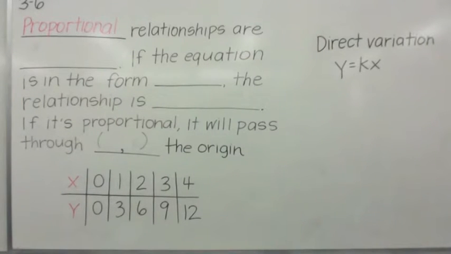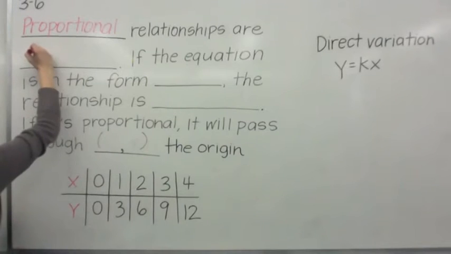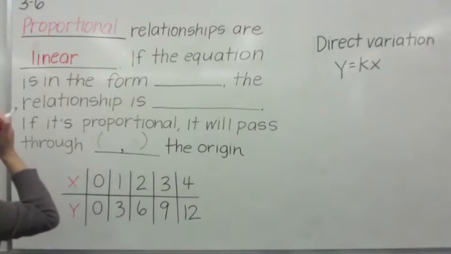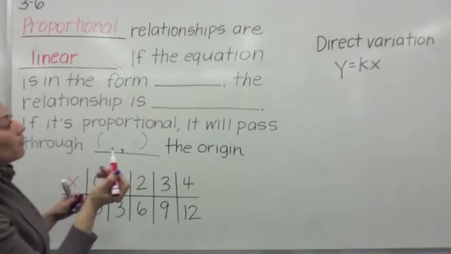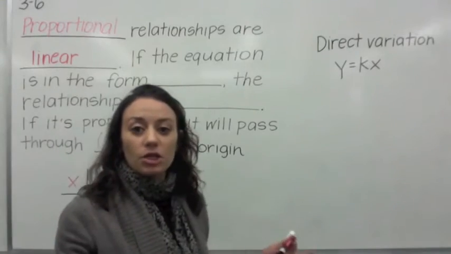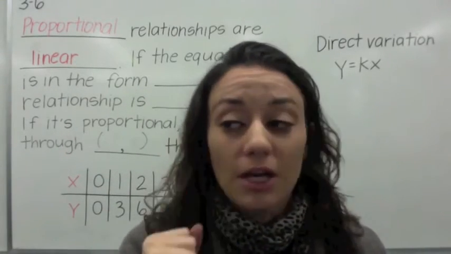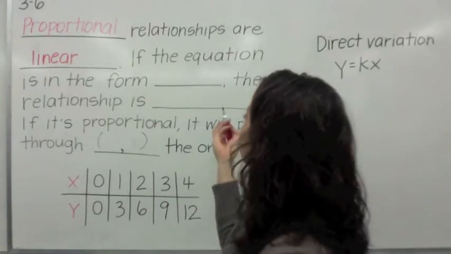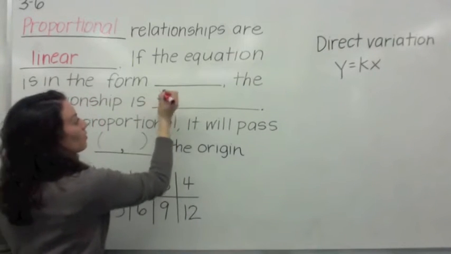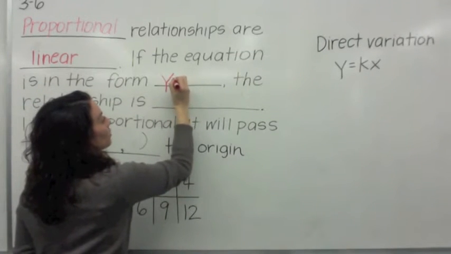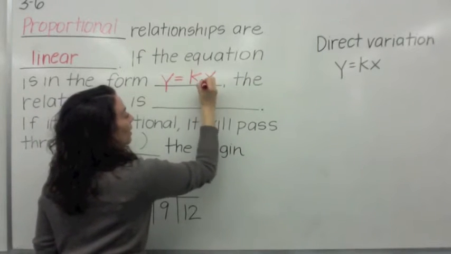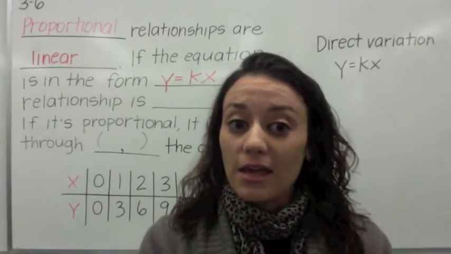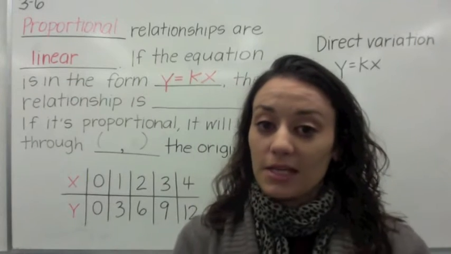Proportional relationships are linear. They form a line. If the equation is in the form of, and usually we've been using which equation for a line? We're using y equals mx plus b, right? Here we're going to talk about that same equation in the form of y equals kx. You might ask, why k? Well, k is the same thing as m. It's the same thing as the slope.